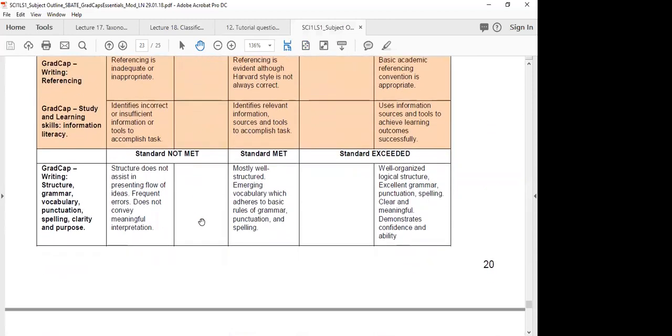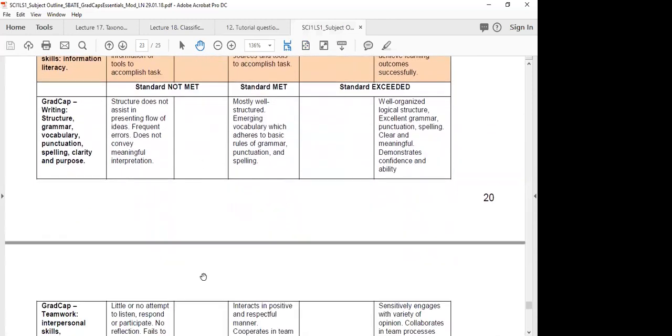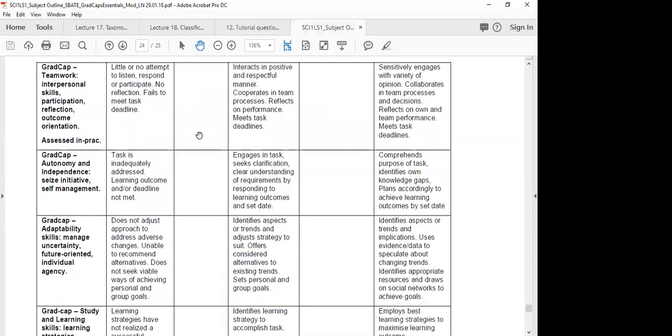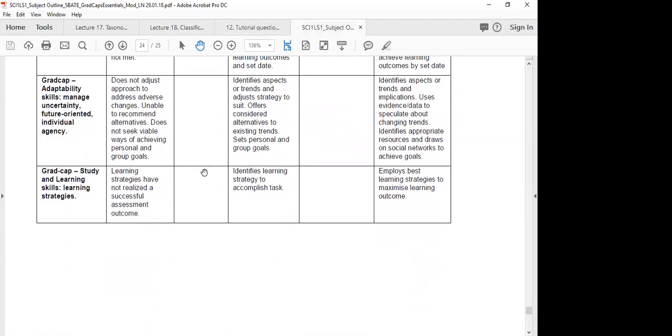generic skills that you normally pick up during any degree, but they've never been formally assessed in the past. And about 2 years ago, La Trobe and probably all the universities started formally assessing them. So here are some generic skills: interpersonal skills, participation, reflection, outcome orientation, independence, and so on.